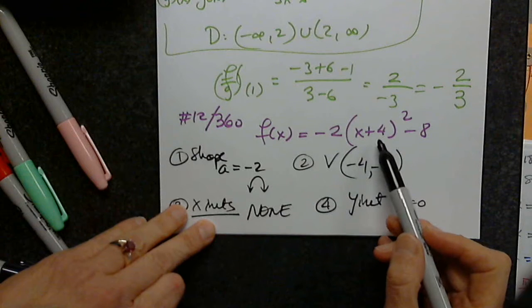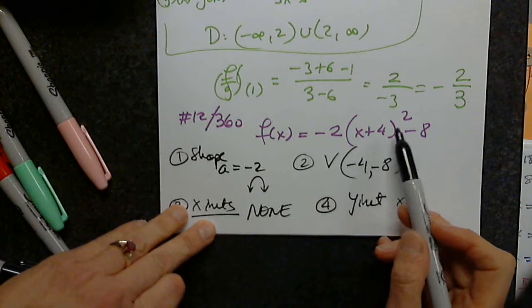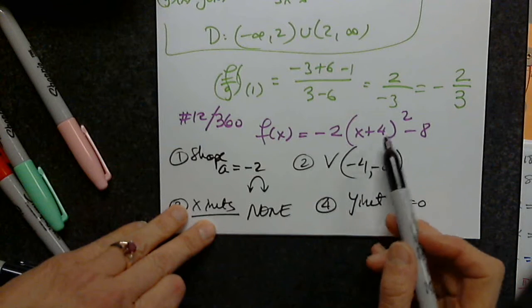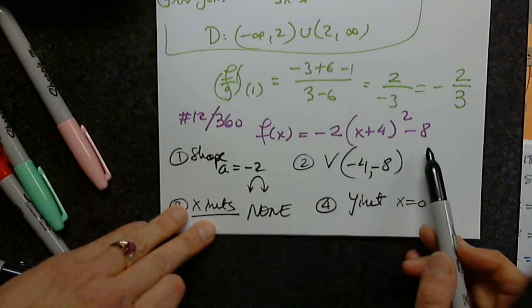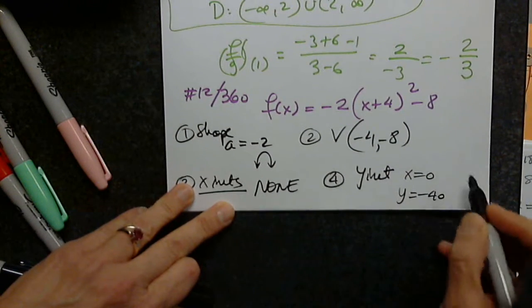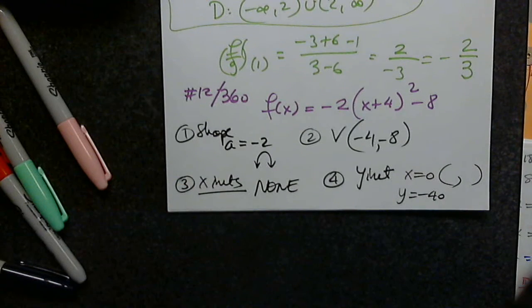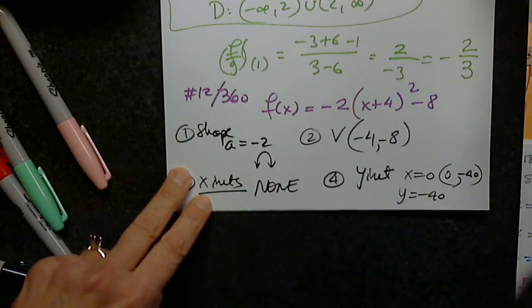Okay, 0 plus 4, 4 squared, 16 times negative 2, negative 32 minus 8, negative 40. What is the ordered pair that we just determined? 0, negative 40.